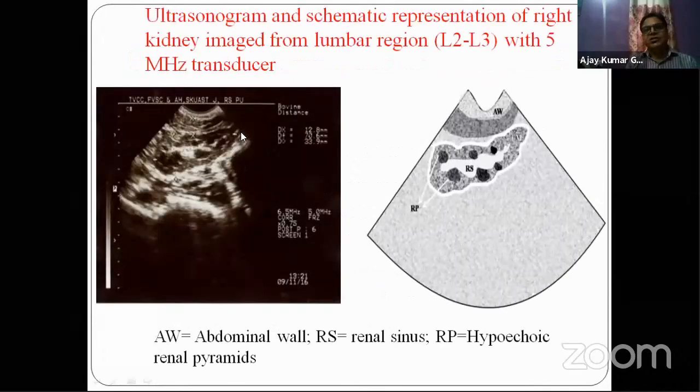In this picture, you can see the kidney has been scanned through the space between the L2 and L3 transverse processes, and the kidney appears unlike the kidney of canines. You cannot distinguish between medulla and cortex; they are not distinguishable on ultrasonography. You see the renal sinus in the center, and the anechoic structures are the renal pyramids.